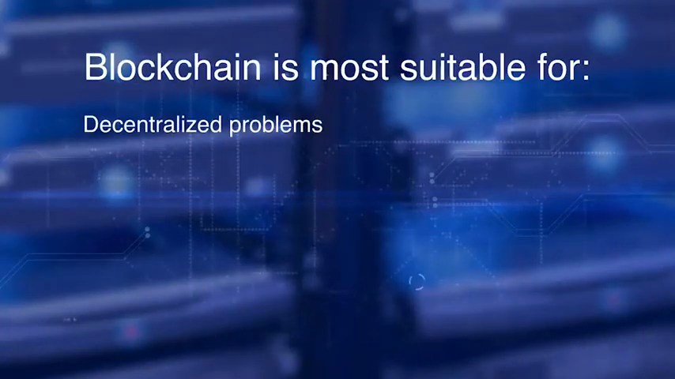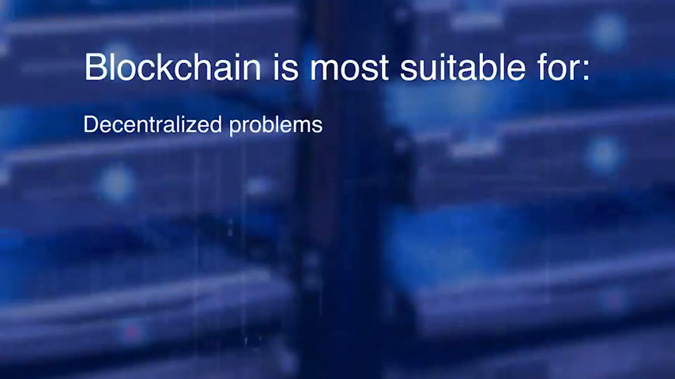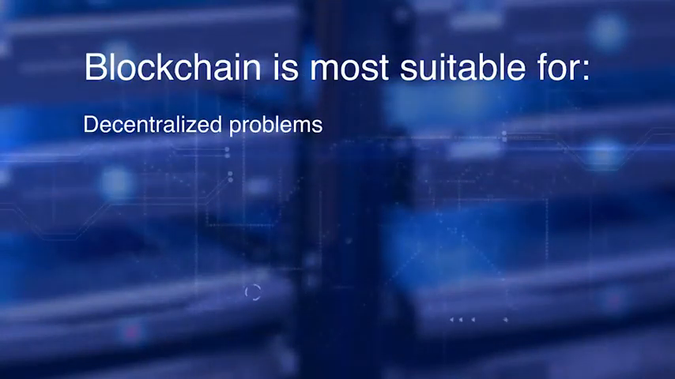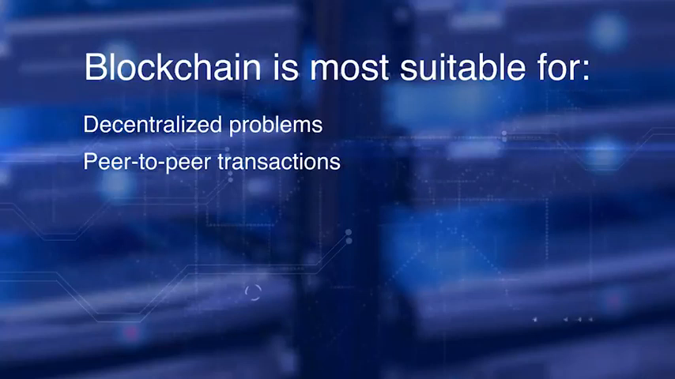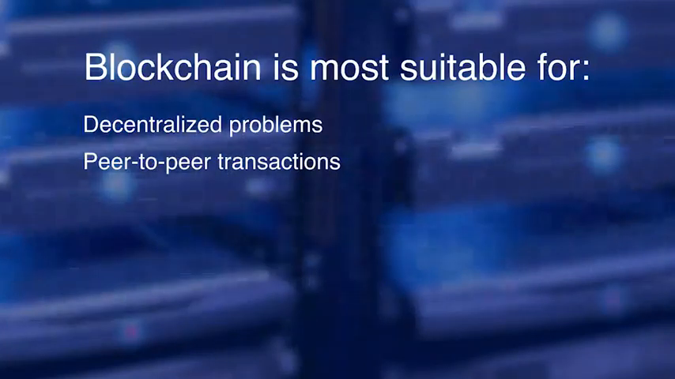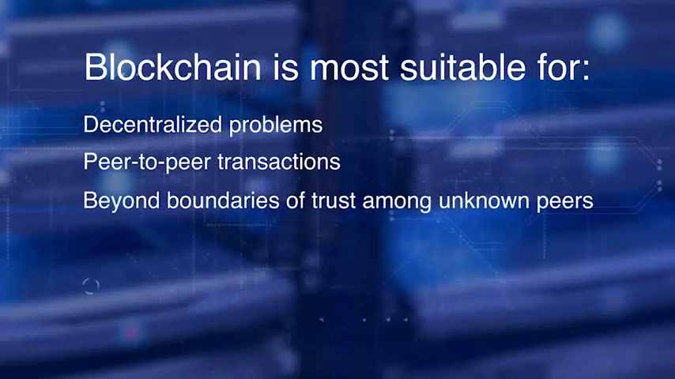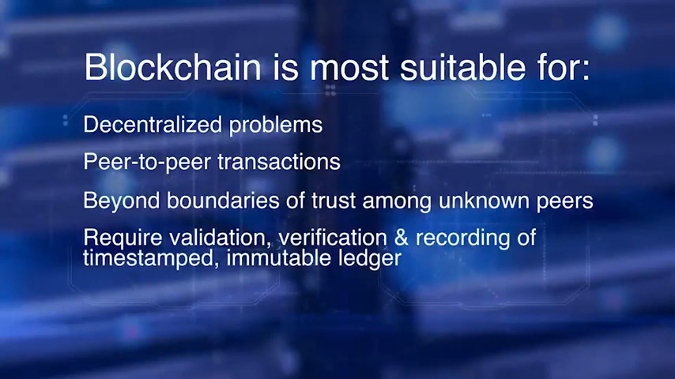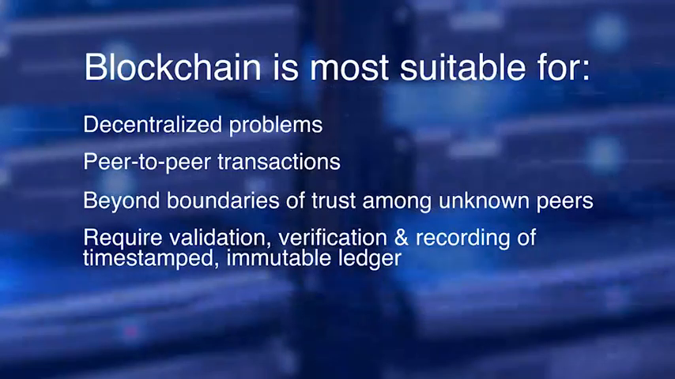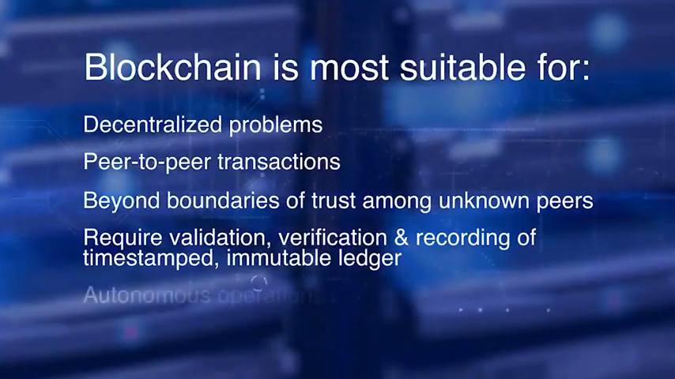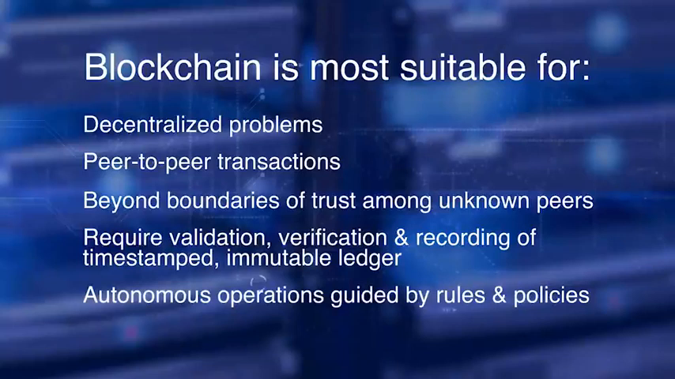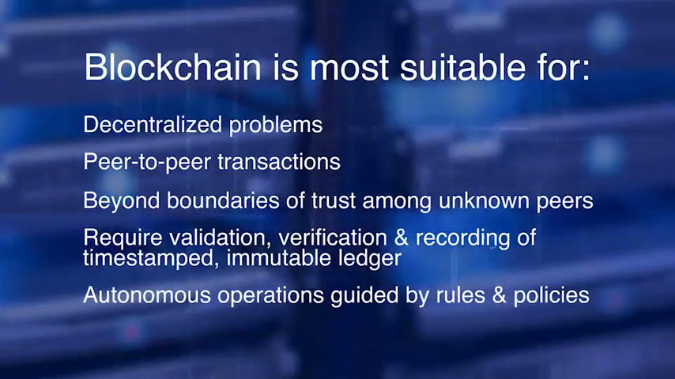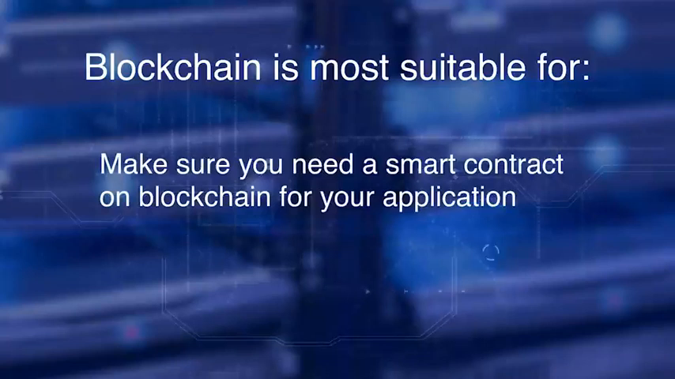Decentralized problems, meaning participants hold the assets and are not co-located, involve peer-to-peer transactions without intermediaries, operate beyond the boundaries of trust among unknown peers, require validation, verification, and recording on a universally time-stamped, immutable ledger, and autonomous operations guided by rules and policies. Make sure you need a smart contract and blockchain for your application.